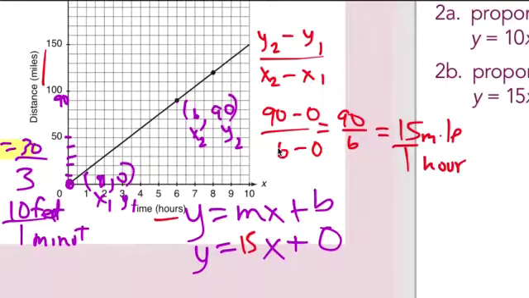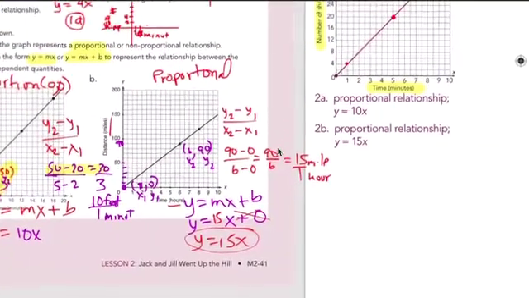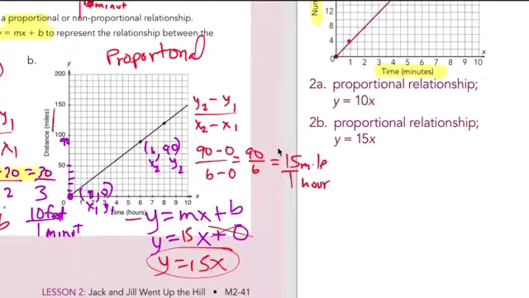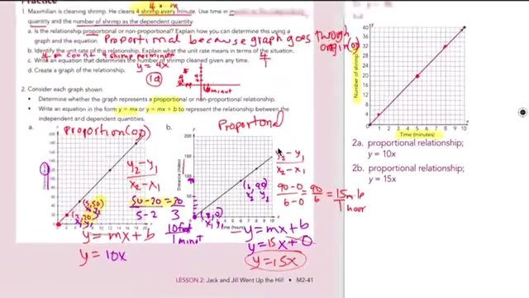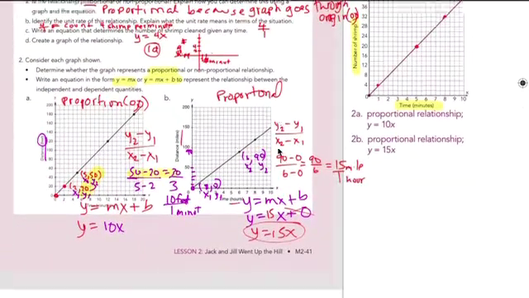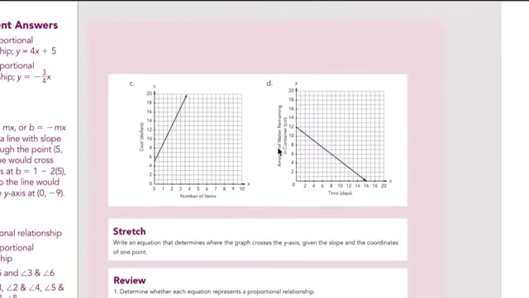15 miles every hour. So you can write this y equals 15x. You don't have to write the plus 0 part. Okay? Oh, look at that. Proportional relationship. There's the answer, but that's how you do it. Be sure you show work.